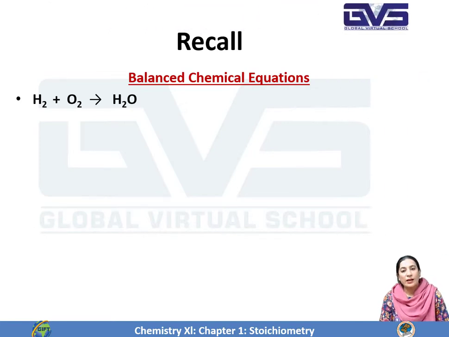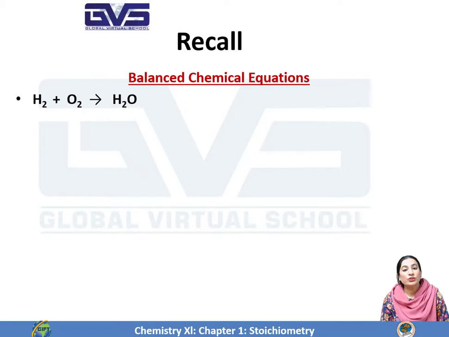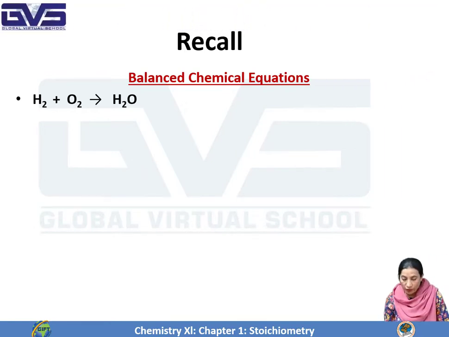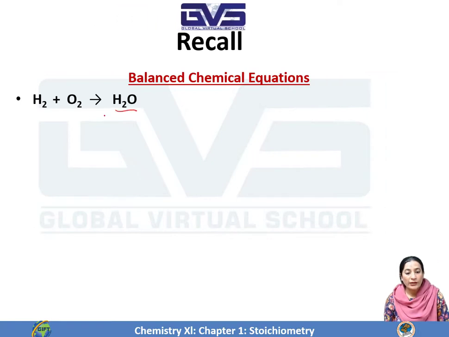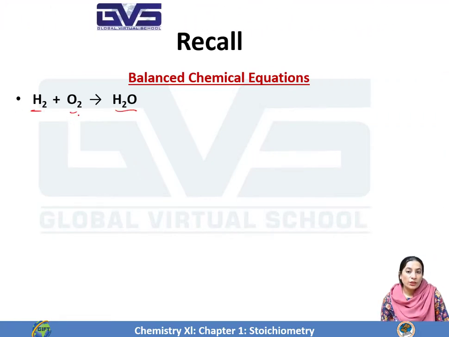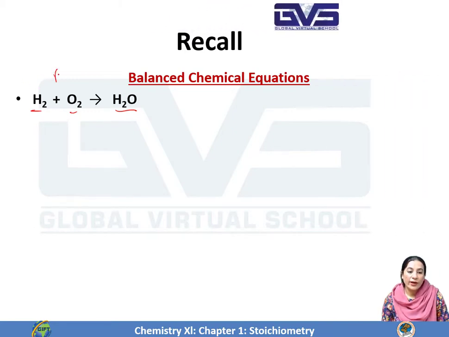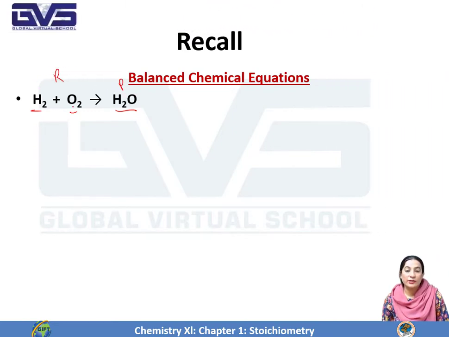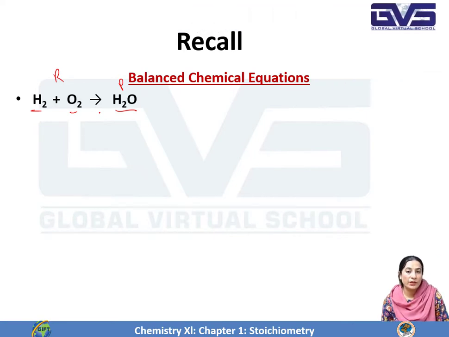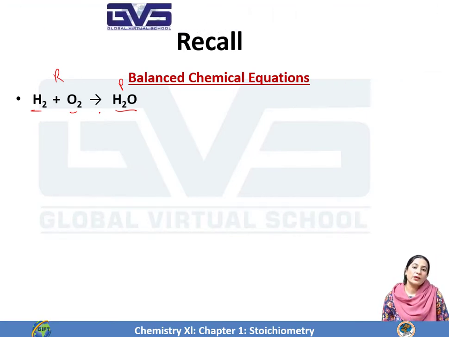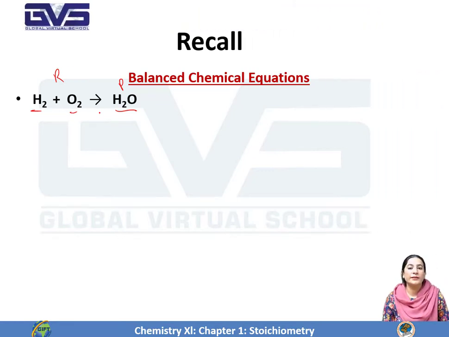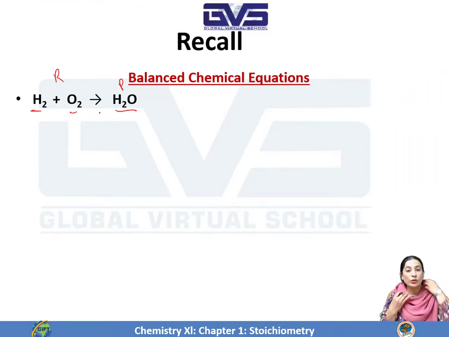Now I have an example in front of you: the formation of water, H2O, with the help of hydrogen and oxygen. Do you think this equation, in which these are the reactants and water is the product, is a balanced chemical equation? No, according to me this is not a balanced chemical equation. A balanced chemical equation is an equation in which the number of atoms on the reactant side is equal to the number of atoms on the product side.